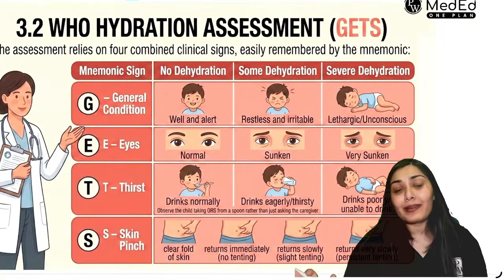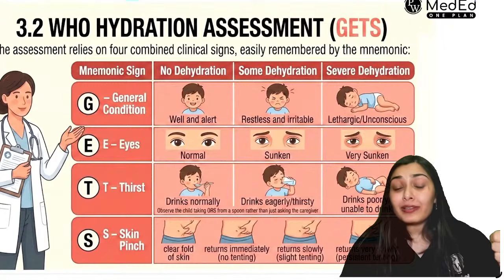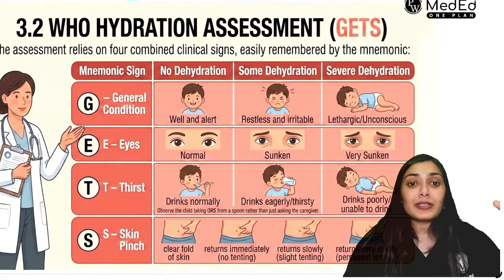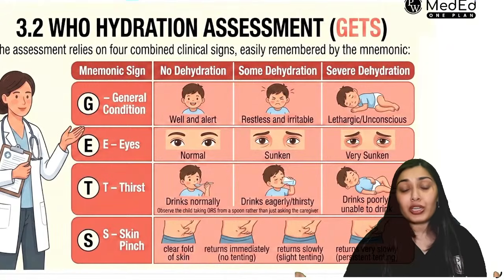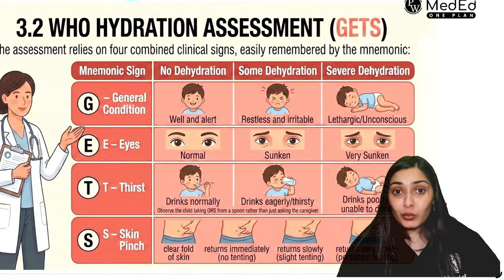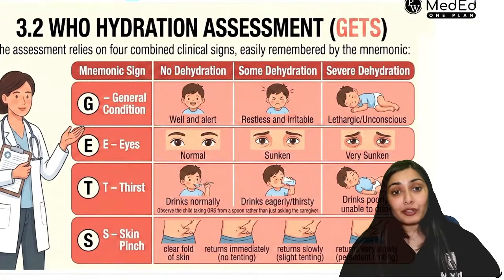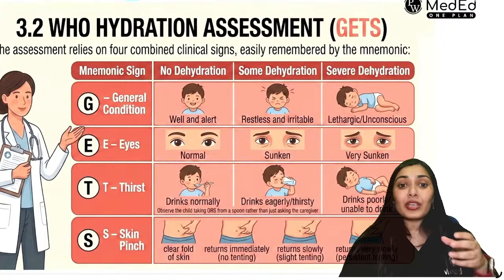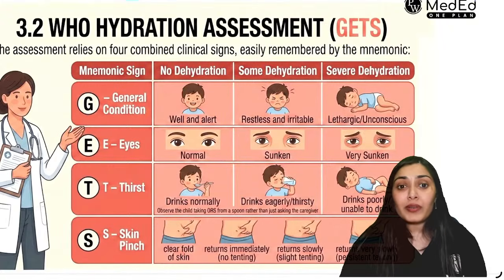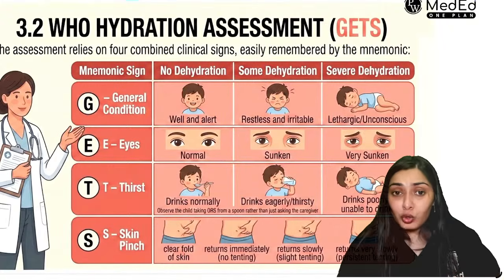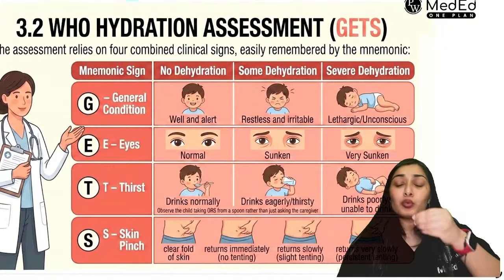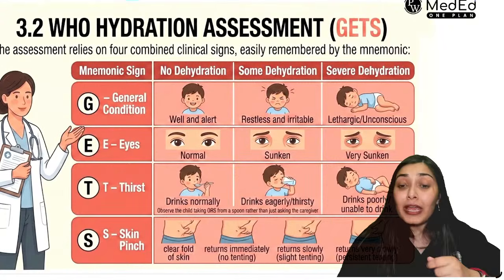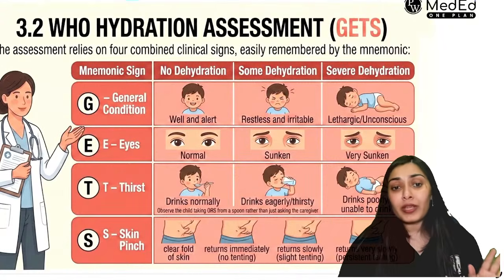Remember the mnemonic GETS. G is for the general condition, E is for the eyes, T is for the thirst, and S is for the skin pinch. Firstly, the general condition. If the child is well looking and alert, this is no dehydration. If the eyes look normal, no dehydration. If the child is drinking water normally, you offer the water to the child and ask the child to drink. If the child is drinking very normally himself, this is no dehydration.